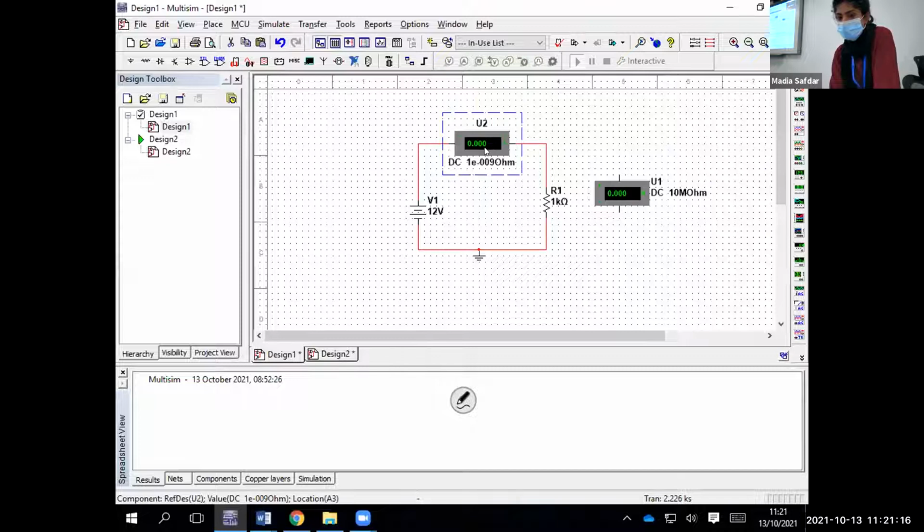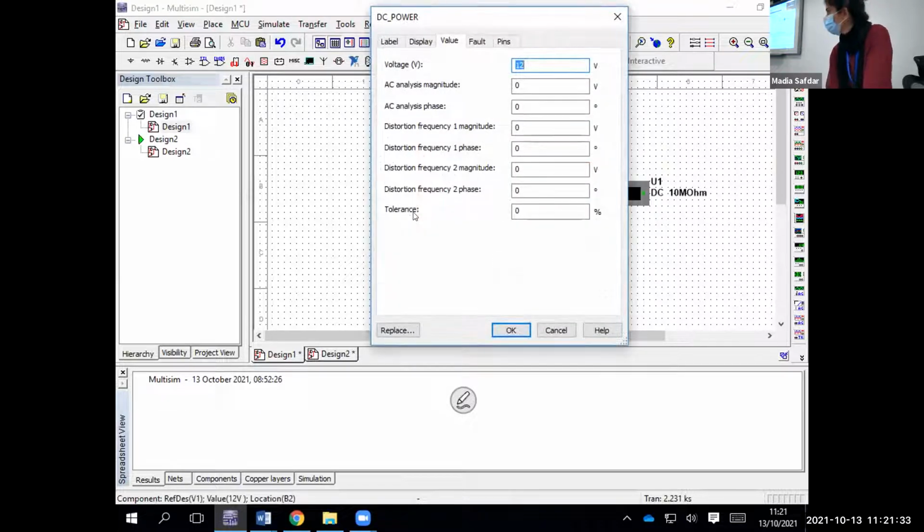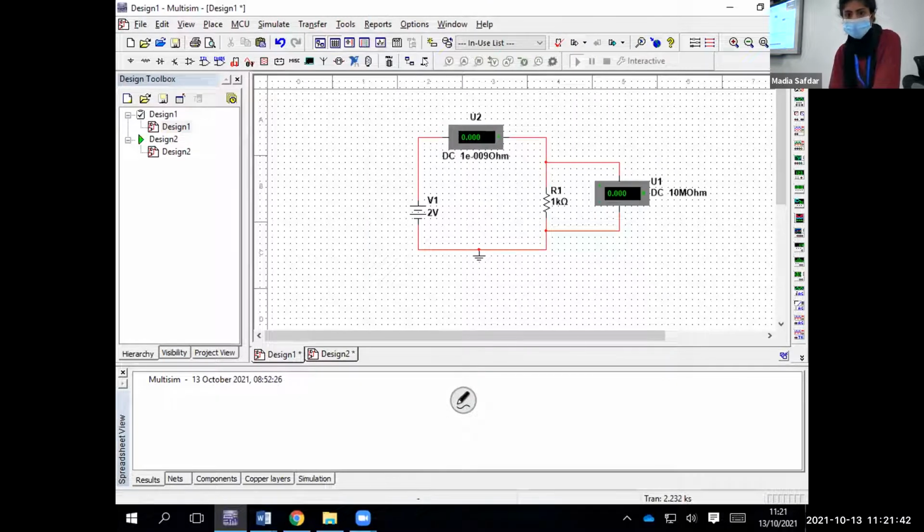If the wire is moving with it, it means it is connected. You see, when I move it, the wire also moves. Then take a wire from here and connect in parallel. Okay, done. Now double click this voltage and put 2 volts. And then simulate this circuit from here. Why don't I get the simulation?